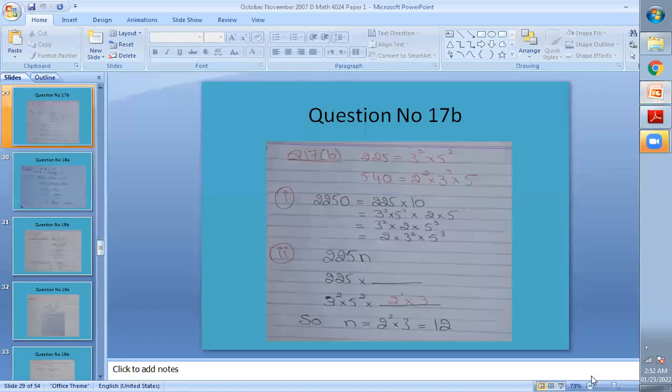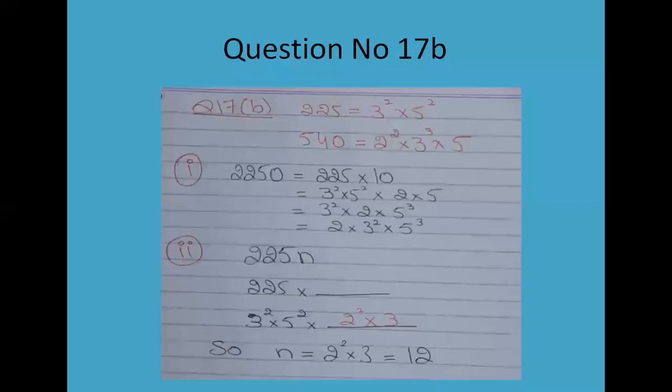So here we have 225 multiply with the n. So it should contain these numbers of 540. It should be a multiple of 540. So it should have these factors, these factors of 540. So 225 into fill in the blank. I've left here a blank.